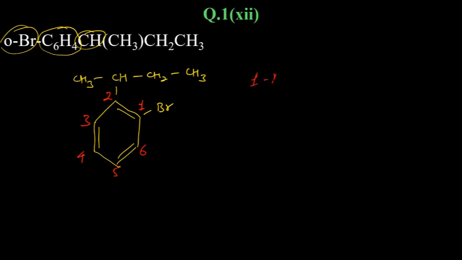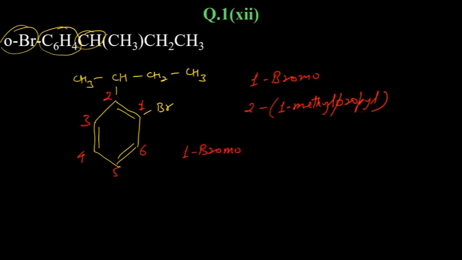So one bromo. And on second carbon, you have one methyl propyl. And then it is benzene. So the name will be one bromo, at second, you have one methyl propyl benzene.